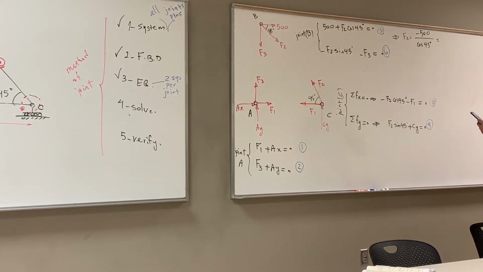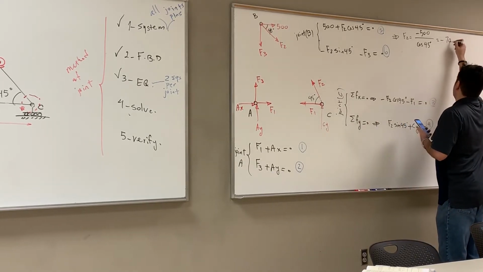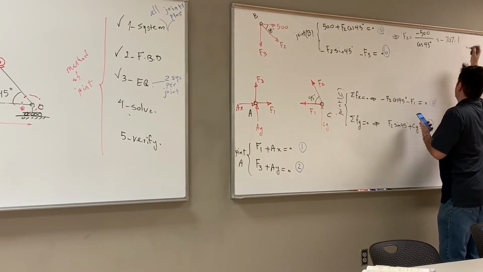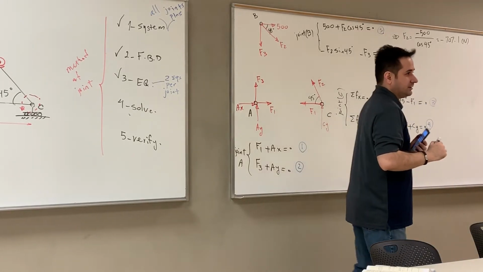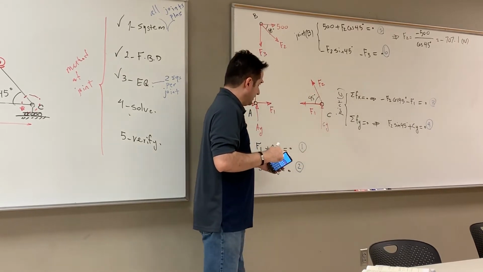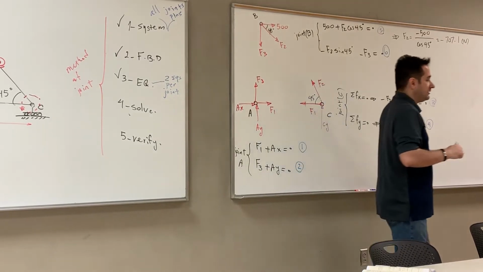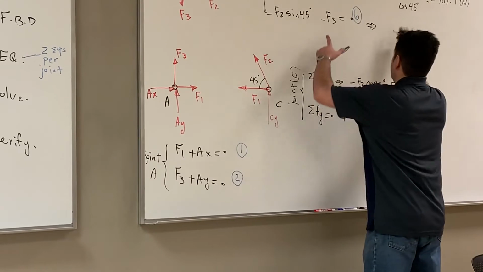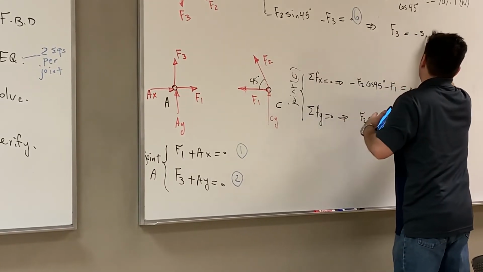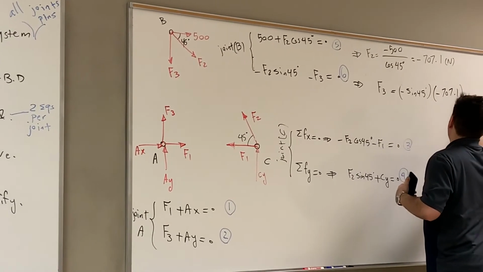Negative 500 divided by sine, negative 707.1. Now, the next step. Now I got my F2. Now the next step could be this guy, right, to get Cy, or equation 6. Well, since you said 6, let's solve 6. So F3 is equal to negative sine 45 times F2. And F2 is negative 707.1.